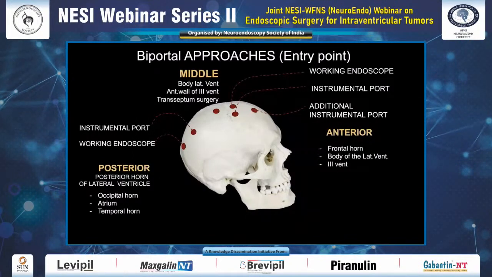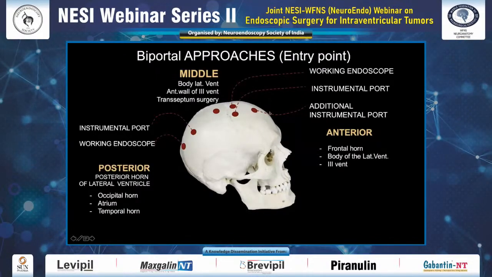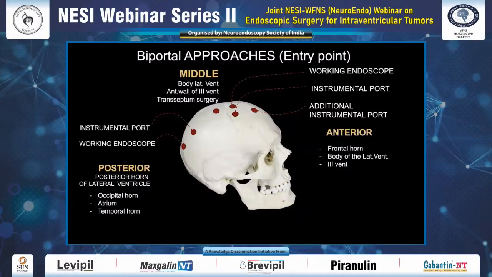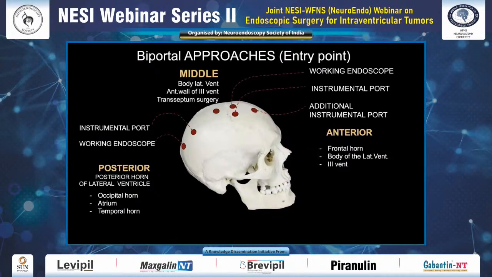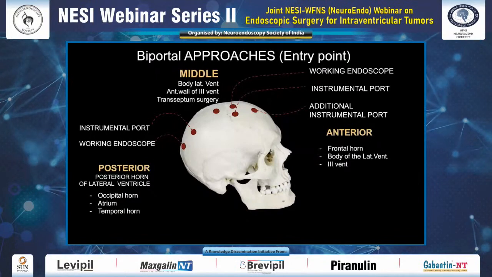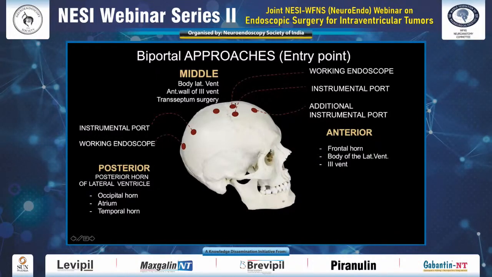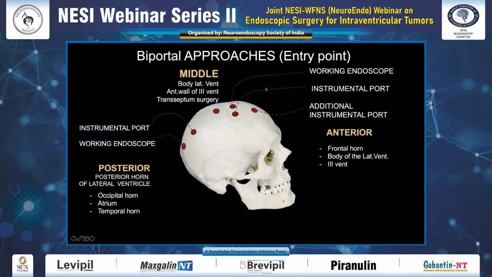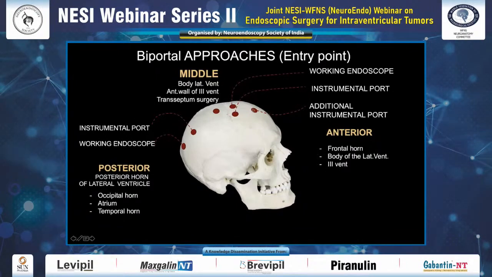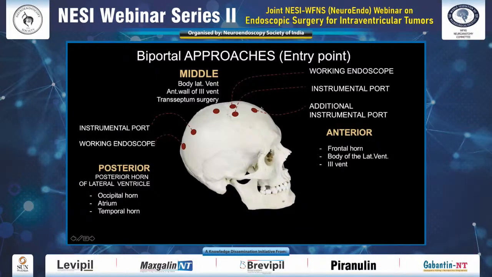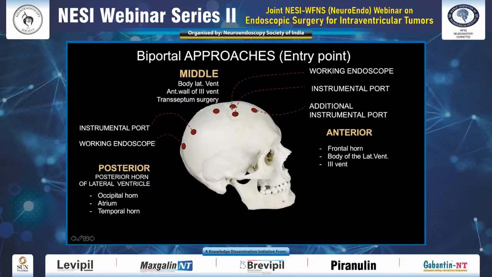Also, entry point. Again, entry point is very important because the first entry point is very rigid, because it is the bone of the skull. So precise localization is very important for this kind of safe minimally invasive surgery. With the scheme about this approach, for example for the anterior approach, you see the entry point and the possible localization for the instrument ports. For example, this one.